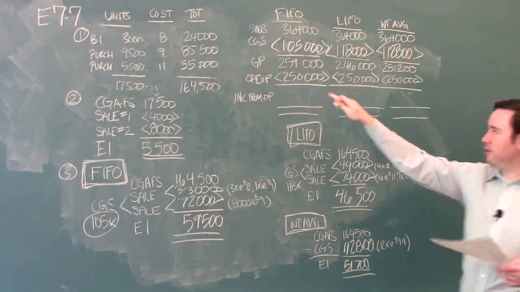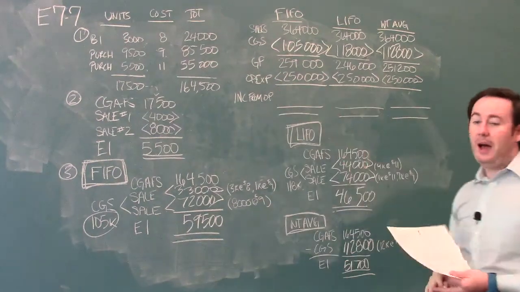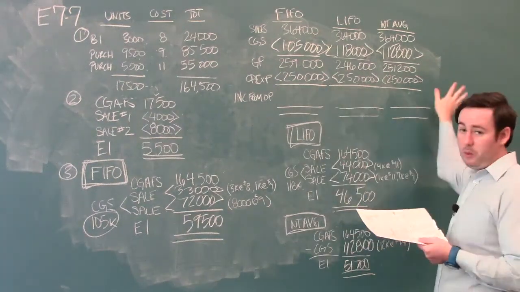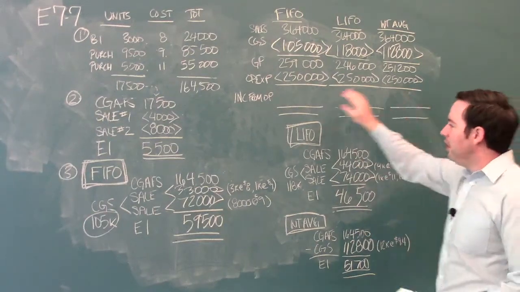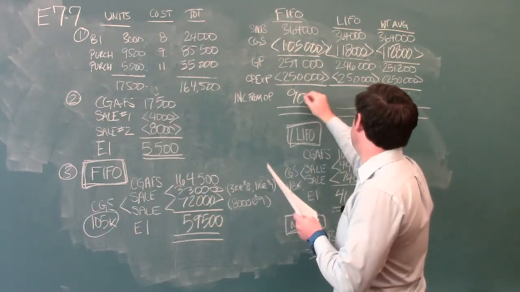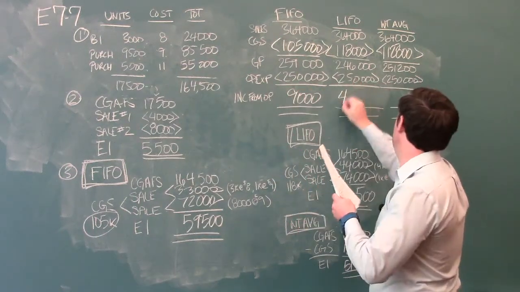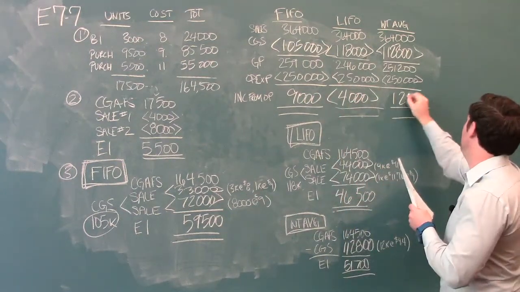Subtract those out and that gives us gross profit. Remember, gross profit, sales minus cost of goods sold. Then it tells us operating expenses are 250,000. Doesn't matter which method that we use. This is just part of the information given in the problem. Plug those numbers in. Should give us income from operations at 9,000. 4,000 as a loss, and 1,200.